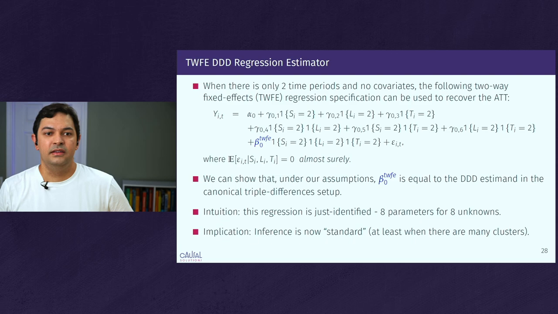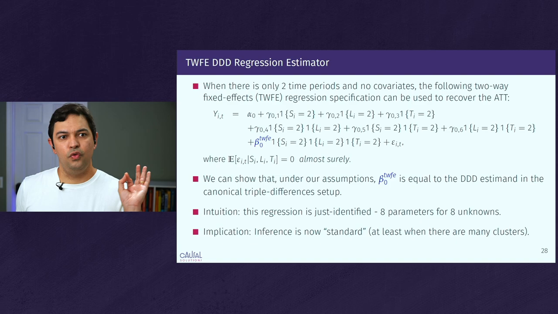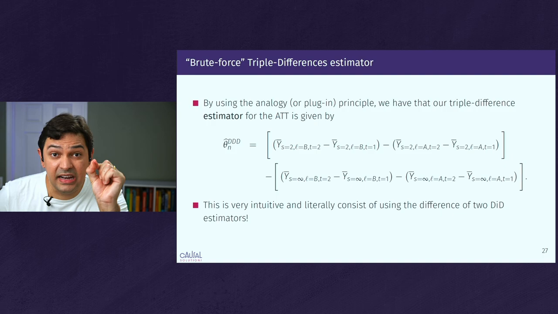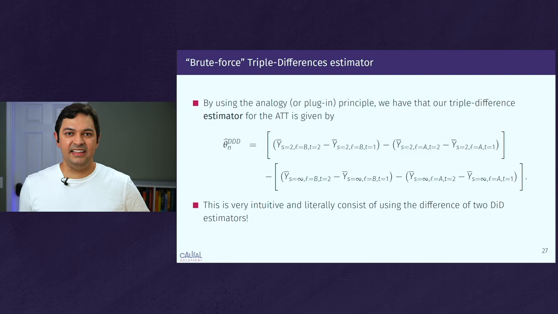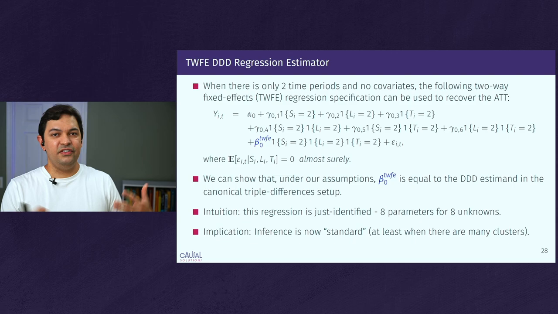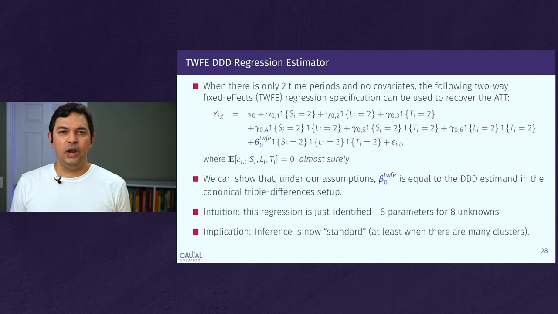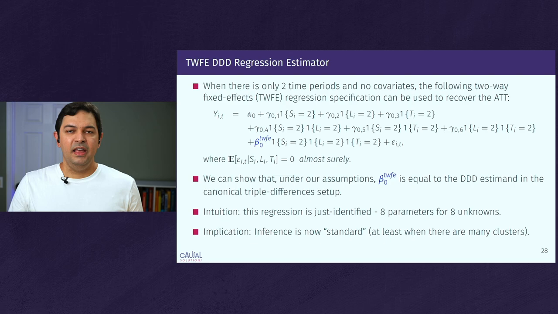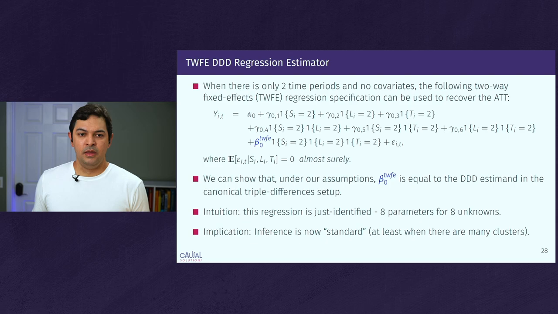And once we have this specification, what can we do? Well, throw this at your software. Estimate your beta 0 here. Put a hat on the beta. The hat on the beta is going to be numerically the same as the hat on your theta here, the theta triple differences, DDD. And we like this because now, as long as we have many clusters, inference is standard, so we can leverage this regression specification to construct confidence intervals, to do inference, p-values, and all that nice stuff that we usually do when we run regressions. Cool, this is going to be standard.